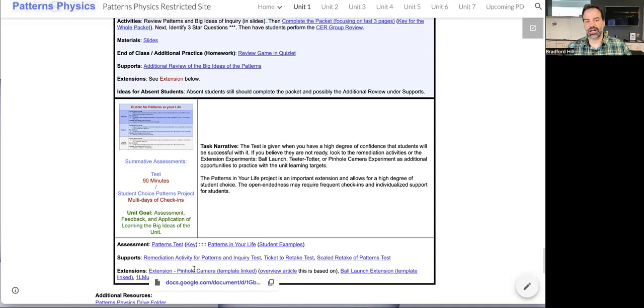But in any case, if there are honors extensions, or a time where you need students to go on so you can work with a small group that needs extra teacher attention for another day, here's the pinhole camera that has all 4 patterns depending on what question students come up with. All right, with that, that's our brief overview.